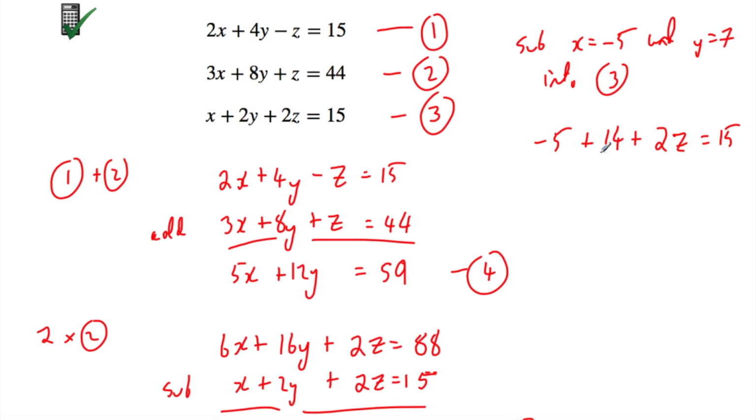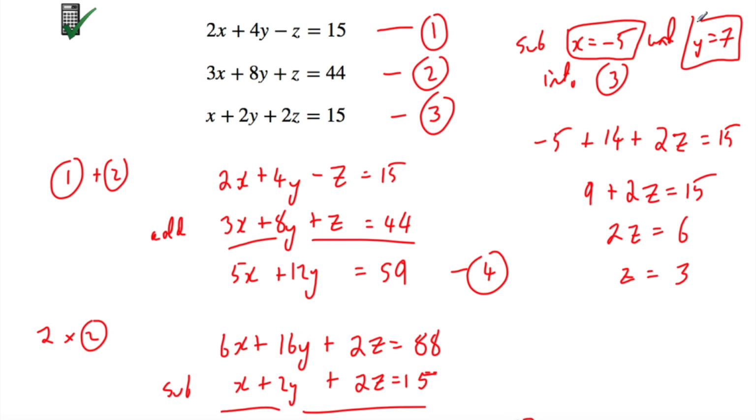Minus 5 plus 14, that's equal to 9. So we get 9 plus 2z equals 15. And then if we take away 9, we're going to get that 2z equals 6. And then if we divide by 2, we're going to get z equals 3. So that's great. We now know that x is equal to -5, y is equal to 7, and z is equal to 3. So let's check that.